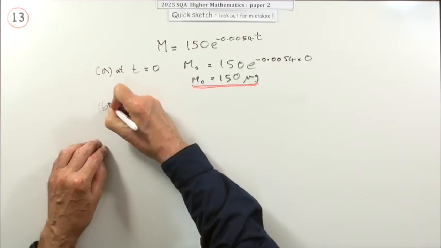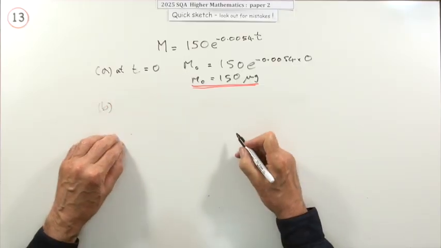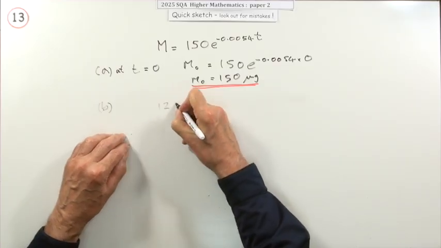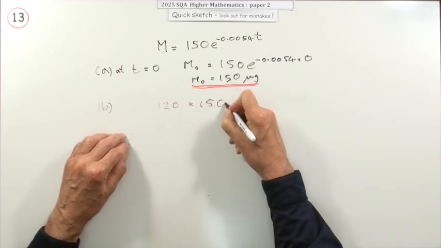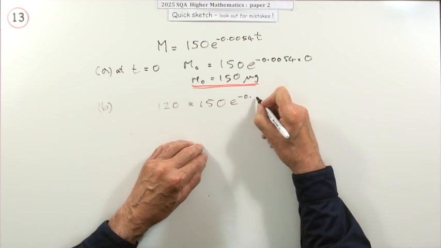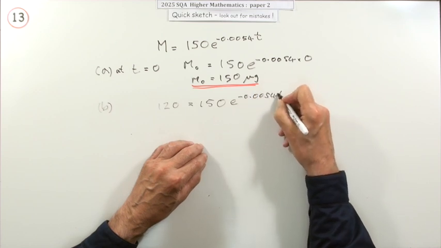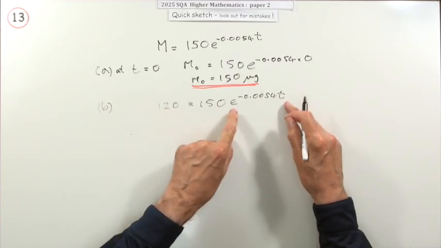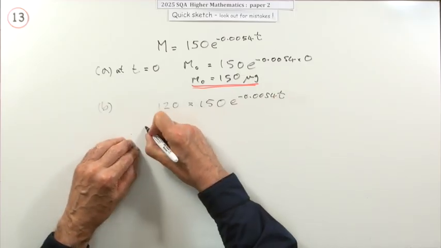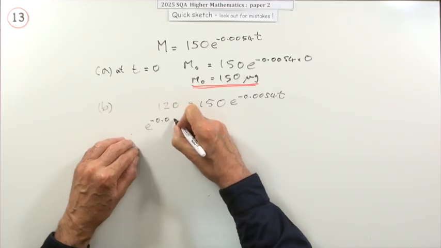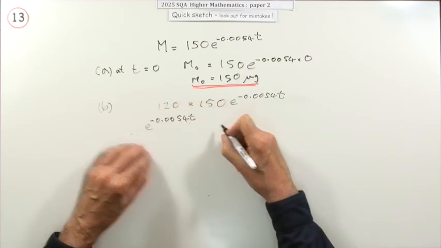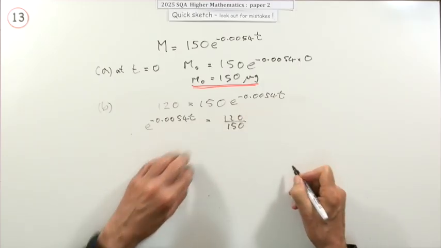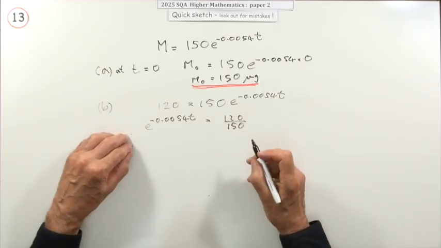And then in part B, how long does it take to get to 120? So I want 120 to be the answer when I evaluate this expression. Well, take that across and divide and you'll be left with this, but I think I'll write it the other way around first of all. So e to the negative 0.0054t will be 120 over 150. Get rid of those zeros in the next line.